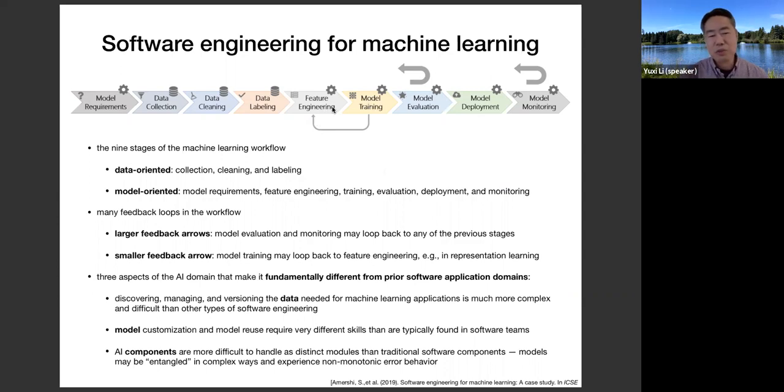For deep learning, maybe you can automate this feature, but sometimes we still want to do feature engineering. Sometimes we may even go back to the very beginning to collect the data, or even to redefine the model requirement. So that's a problem with machine learning or reinforcement learning. There are still many issues, but I think that's good. People are starting to look at those issues from the software engineering angle, especially for machine learning.